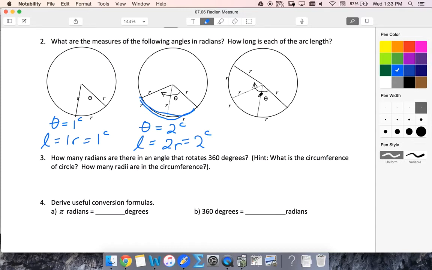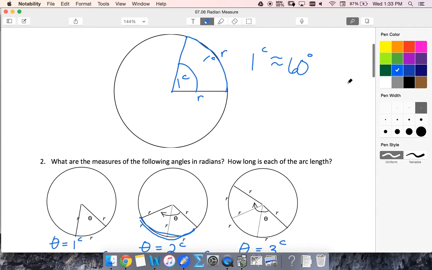Here I've got an arc length of 3 radii, so my theta must be 3 radians. The arc length, either 3 radii or 3 radians. And notice that this is less than 180 degrees. So my estimate of 60 was a little bit of an overestimate. So 1 radian is less than 60 degrees, but it's pretty close because that's pretty close to a straight line.